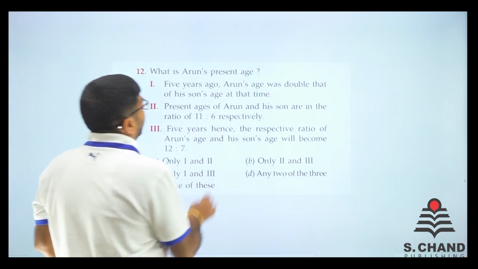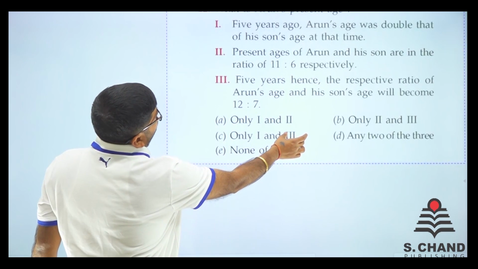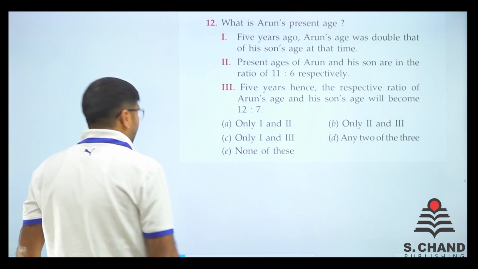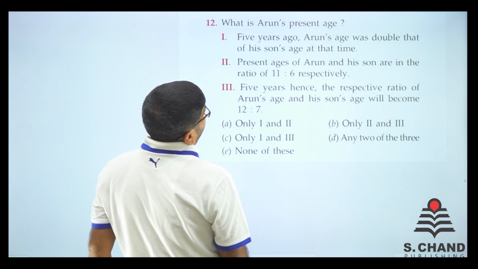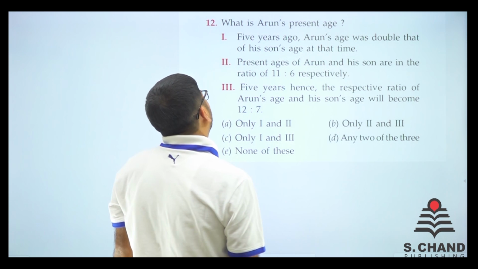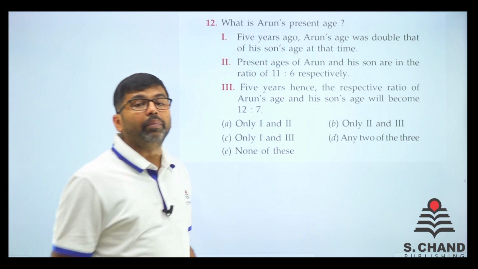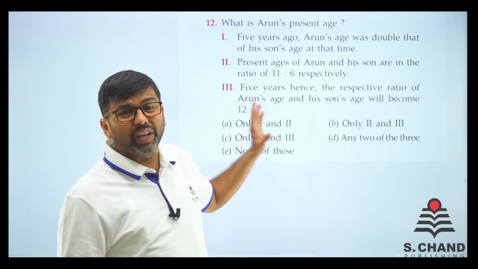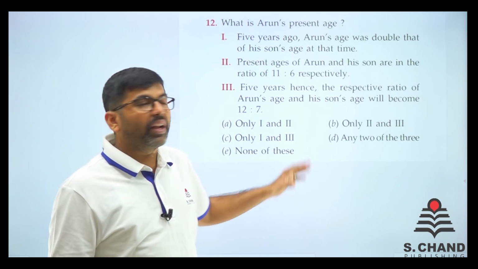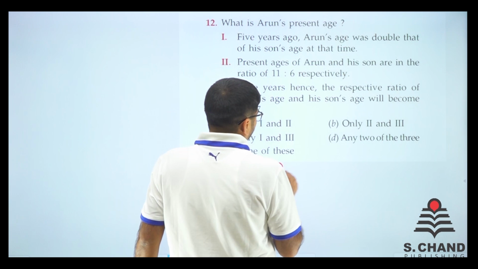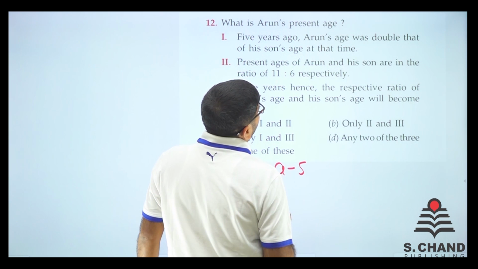क्वेश्चन नंबर 12 क्या कहता है ये? अरुण की प्रेजेंट एज पूछी है. अरुण की प्रेजेंट एज, लेट्स सी क्या कह रहा है. 5 years ago, Arun was double his son's age at that time. अरुण की एज A मान लेते हैं, सन की S मान लेते हैं. So 5 years ago, A minus 5.